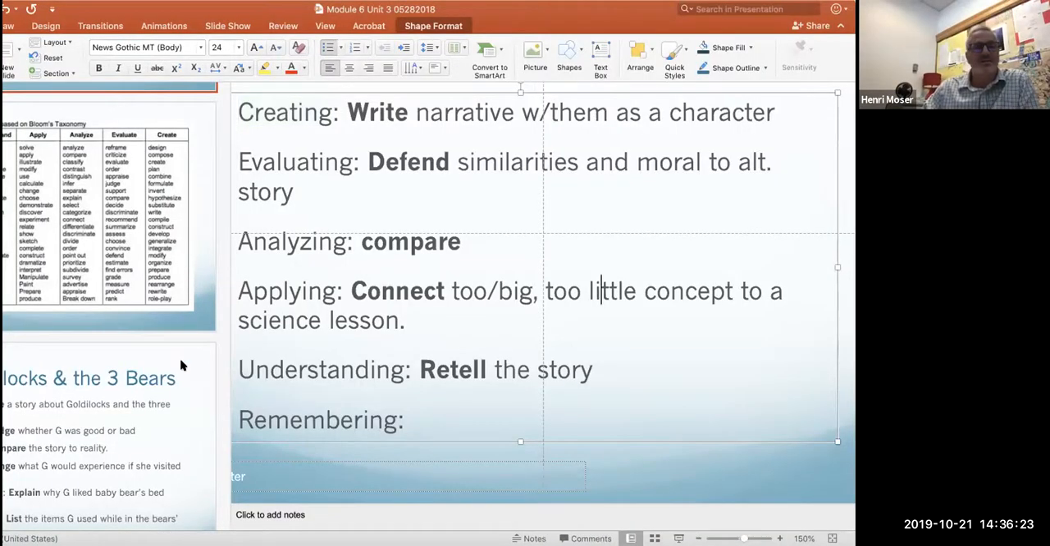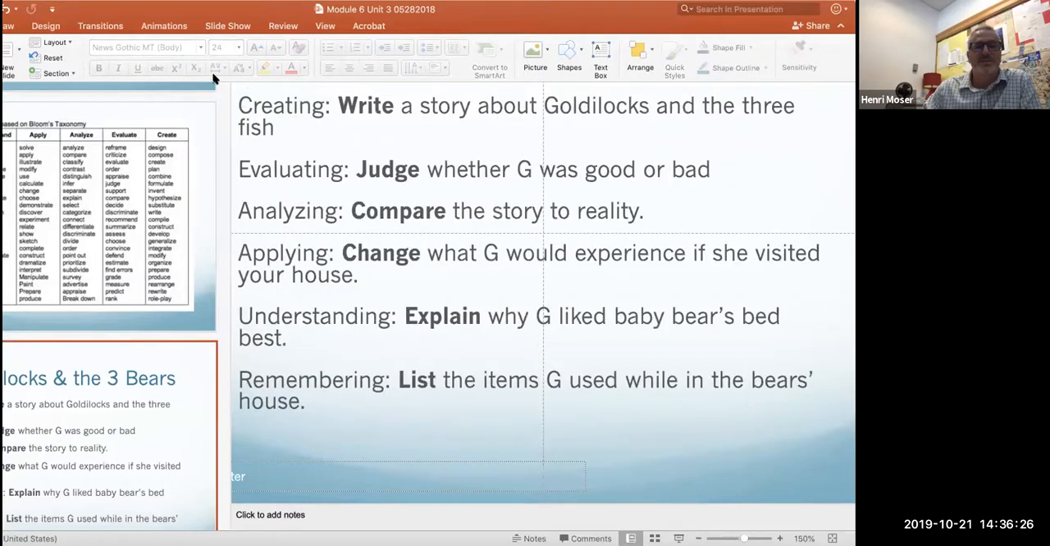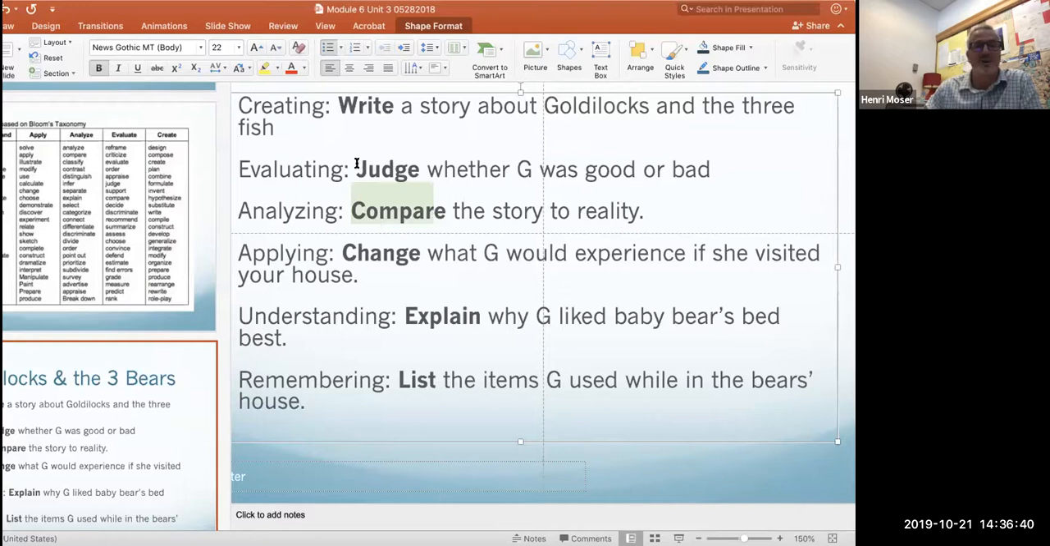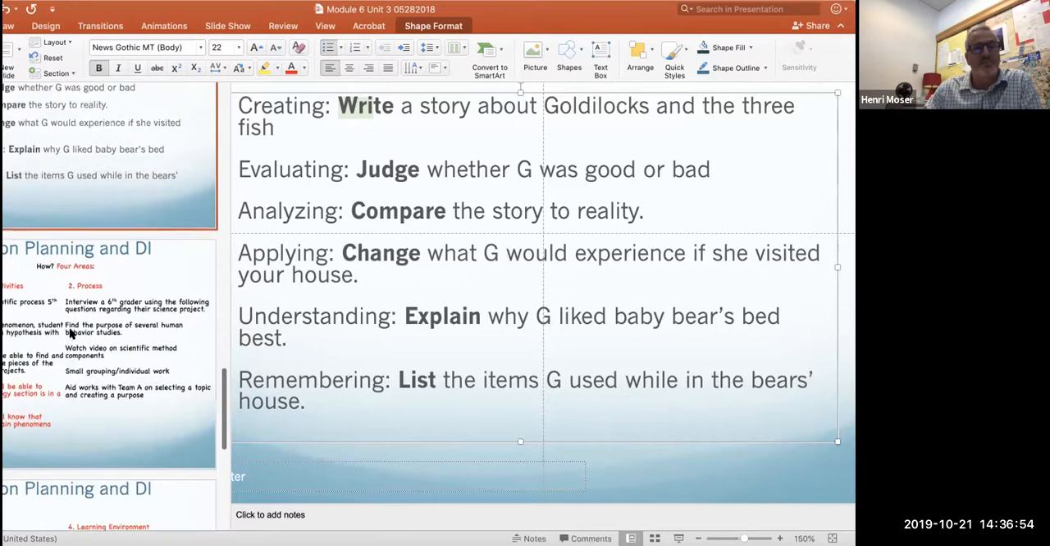All right, let me run through here, and then we'll watch our video of decent teaching. Okay. So let's see what I had. Mine were not great. You guys were way better than mine. But list the items, explain why Baby Bear's was the best. For applying, change what she would do if she went to your house. Analyzing, and this is why I want you guys to focus on these verbs again, of course. Compare what's real, what's not. Hey, was she a good person or not? Talk to us, tell me. And then ultimately, instead of bears throwing some fish, I like your guys' idea much better. You are now Goldilocks instead of her. And there are those verbs.